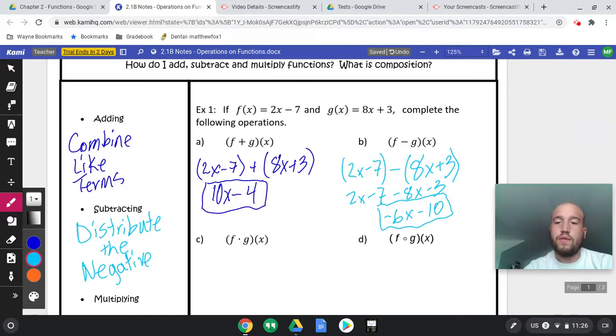Now, something to note, if we had flipped that around and it was g of x minus f of x, the negative would be distributed onto the other function. It will change our answer. It will cause some of the signs to change.